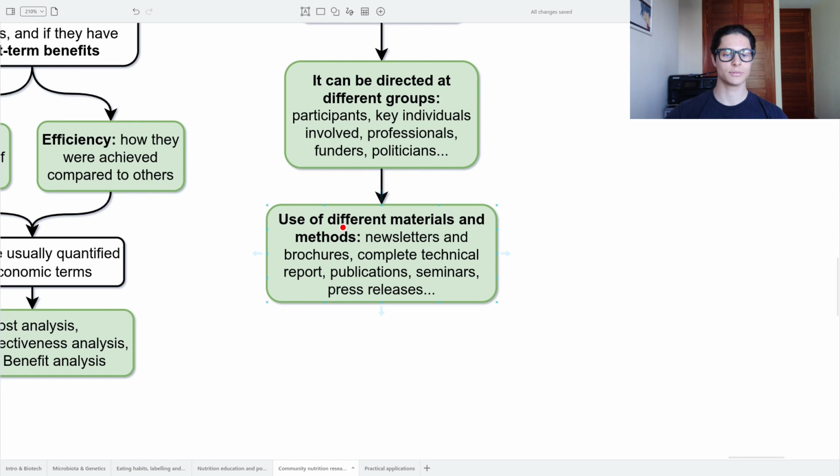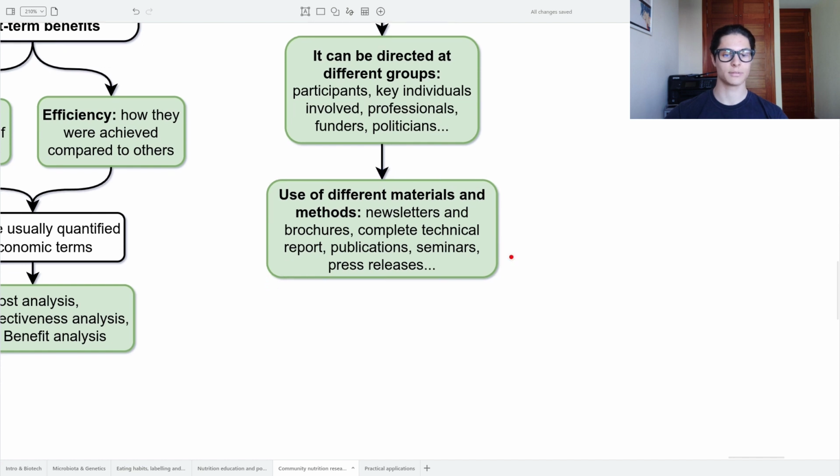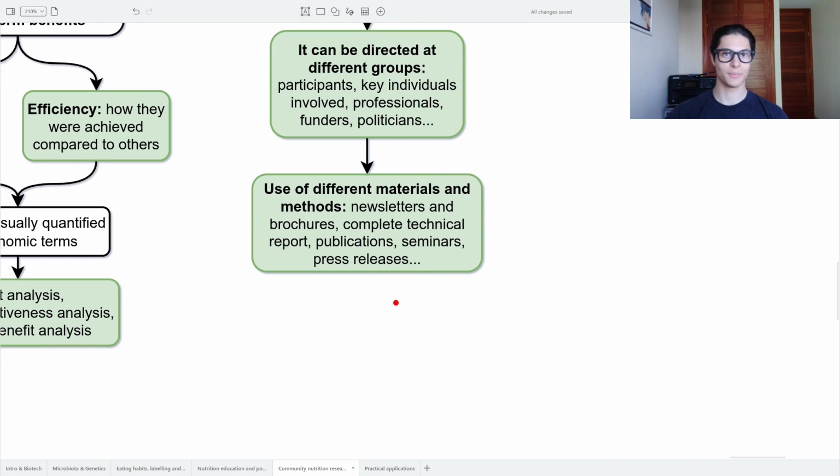And here we use different materials and methods based on the group we are targeting. So the newsletters and brochures, the complete technical report, publications, seminars, and even the press releases. And this is all done to benefit people and let them use this data for future projects.